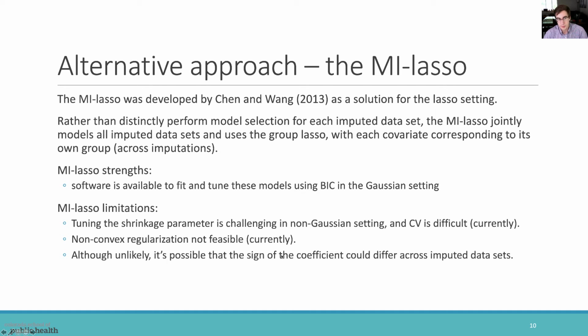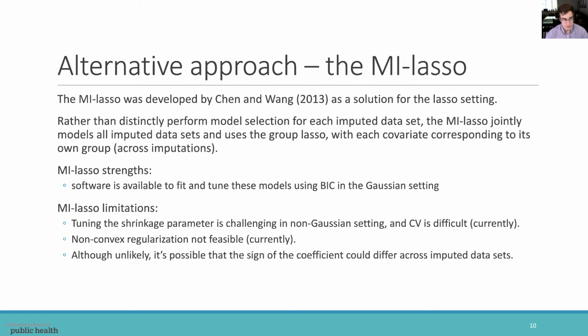An alternative approach is the MI lasso. So this was developed as a solution to the multiple imputation aggregation problem in the lasso setting. And it's actually pretty clever. Rather than distinctly performing model selection for each imputed data set, the MI lasso jointly models all of the imputed data and uses the group lasso such that if a covariate is selected in one imputation, it has to be turned on in every other imputation.